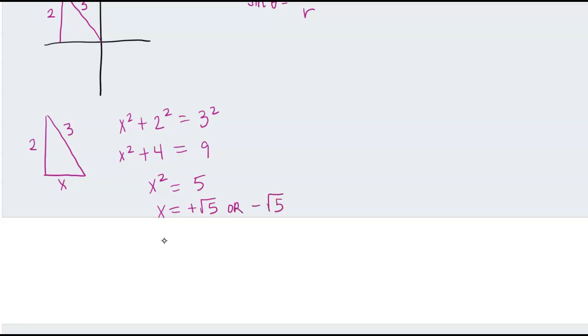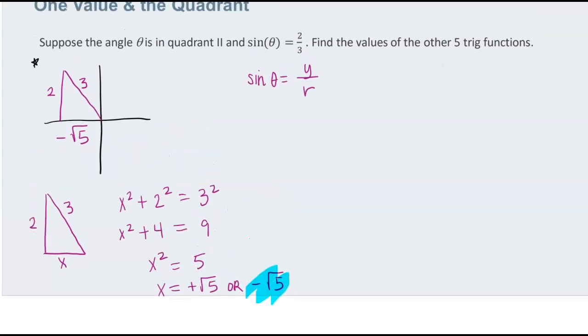And how do I decide? Well, it's based on the quadrant that we're in. We're in quadrant 2, so we know that the answer has to be negative, right? So this value here is going to be negative square root 5. Now we have all the information we need to find the other trig functions. The cosine is x over r, or negative square root 5 over 3.